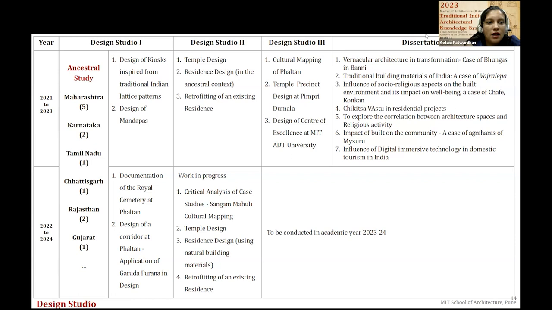So far we have 5 ancestral study documentations from various parts of Maharashtra, 2 from Karnataka, and 1 each from Tamil Nadu, Chhattisgarh, and Gujarat. And we have 2 more from Rajasthan.